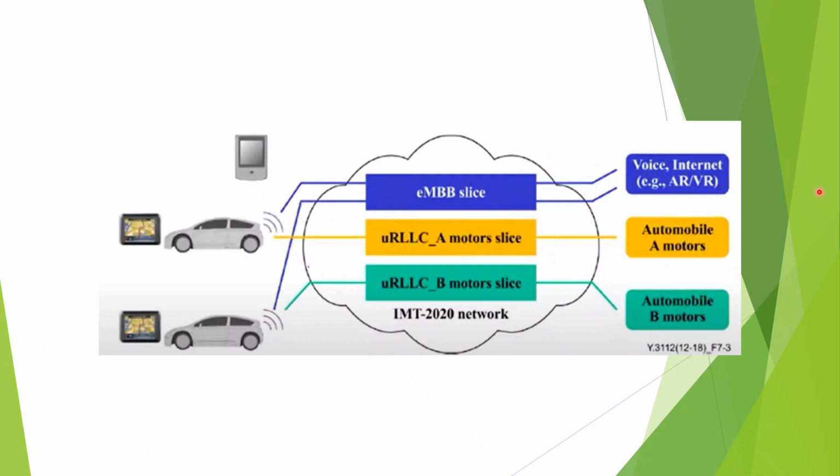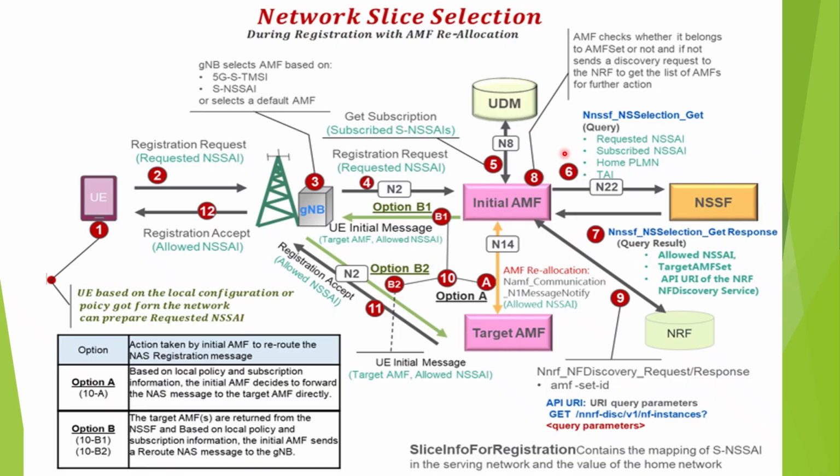The third one is massive machine type communication. It supports millions of IoT devices to be connected with low latency. Various applications like smart cities, smart agriculture and environmental monitoring. This includes various temperature sensors, moisture sensors and quality control. Different sensors will communicate with each other.